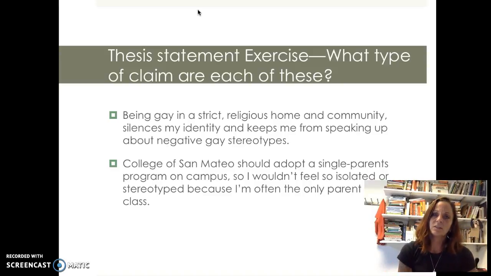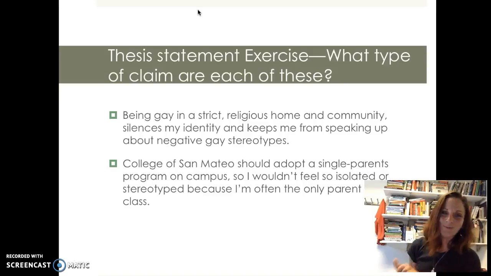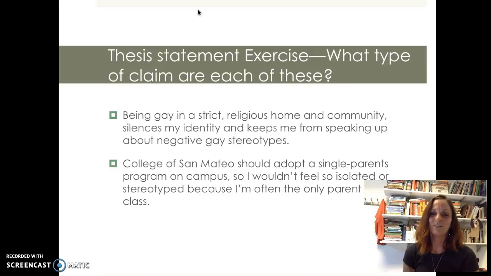Okay, so an exercise that you could do would be to look at these two thesis statements or claims and ask yourself, what type are they? Are they policy, fact, or value? Sorry. And so you might see in the second one the should statement, which stands out as policy, and then the first one stands out as value.